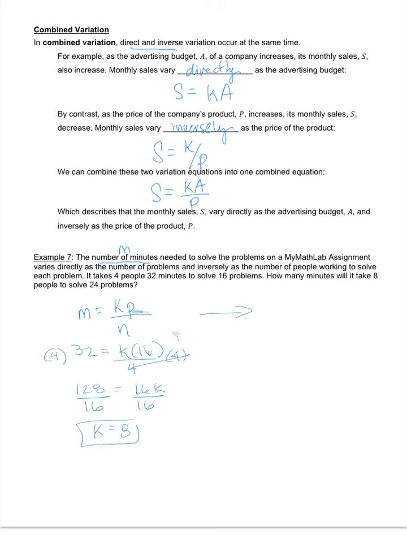I'm now going to substitute that back into the equation that I began with, my combined variation, and now I can answer how many minutes M will it take 8 people to solve 24 problems. And I'm going to get that it takes 24 minutes.